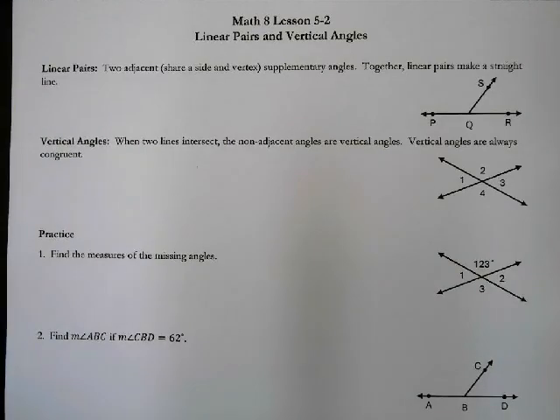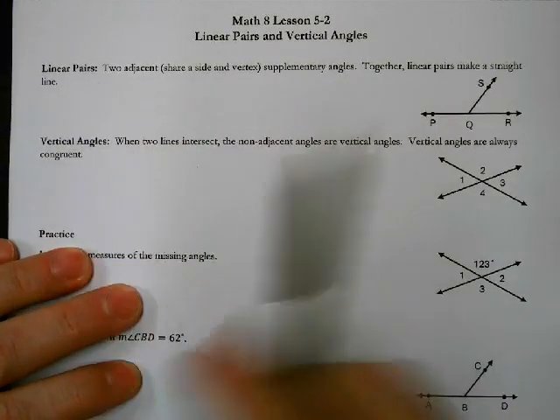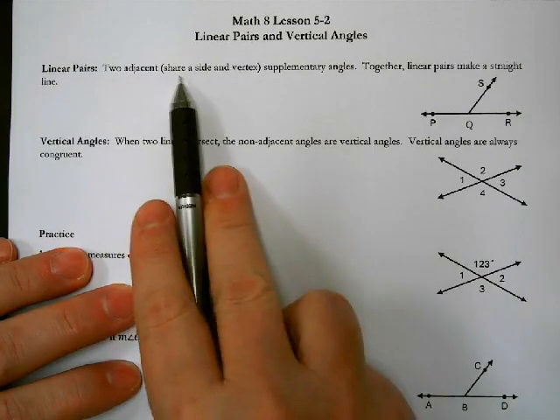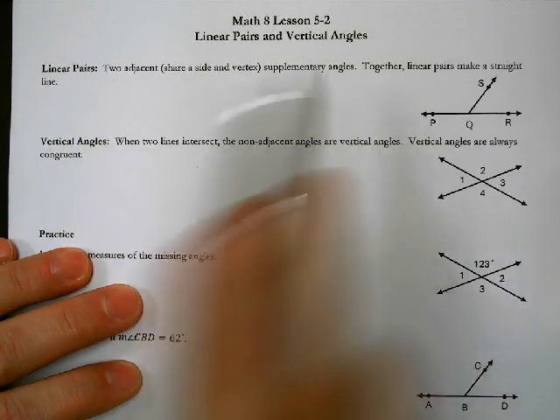Our math aid, we've got lesson 5-2: linear pairs and vertical angles. Okay, so linear pairs. Linear pairs are two adjacent supplementary angles, meaning that they share a side and the vertex.